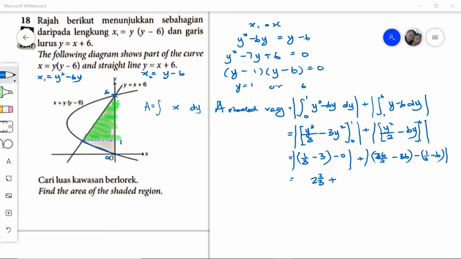After that, we minus half minus 6. So half is 0.5 minus 6. We close the bracket. So we got minus 12.5. So after the modulus, it becomes positive, so 12.5. So let's add these two together. So we will have 15 and 1/6. So 15 and 1/6 unit squared, and that will be the answer for question 18.